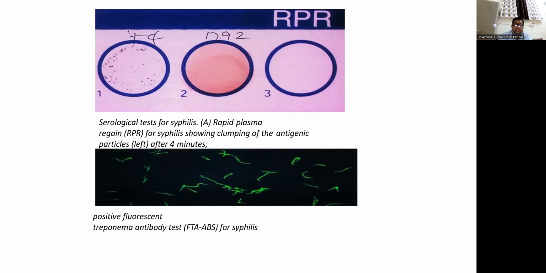So you see, this is shown. This is the RPR, where rapid plasma reagin antigens are already placed. With a normal patient's serum, there is no reaction. In this one, you see the clumping. The patient is positive, so it shows clumping of antigenic particles, usually after 4 to 5 minutes. And if you do the fluorescent treponemal antibody test, you can see the fluorescent treponemes. These are the Treponema pallidum, the causative agents, which have the tendency to fluoresce.